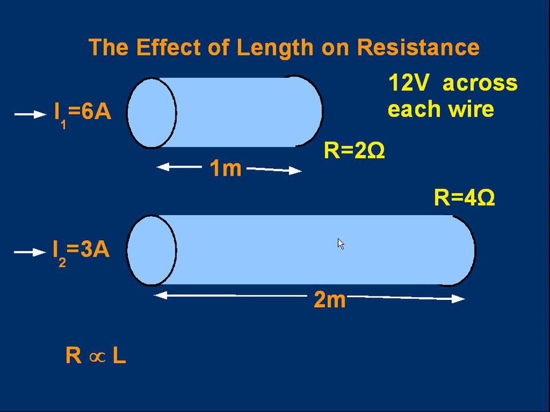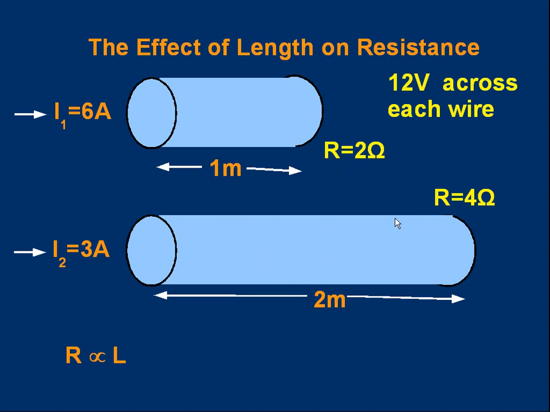The bottom wire has a small current, 3 amps. Let's work out its resistance. It's 12 volts over 3 amps, which is 4 ohms. Can you see what's happened? The wire has doubled in length and the resistance has doubled in value, 1 meter to 2 meters, 2 ohms to 4 ohms. It doesn't have to be doubling. If we had made the lower wire 17 meters long, we would find the resistance is 17 times bigger. It would have been 34 ohms.